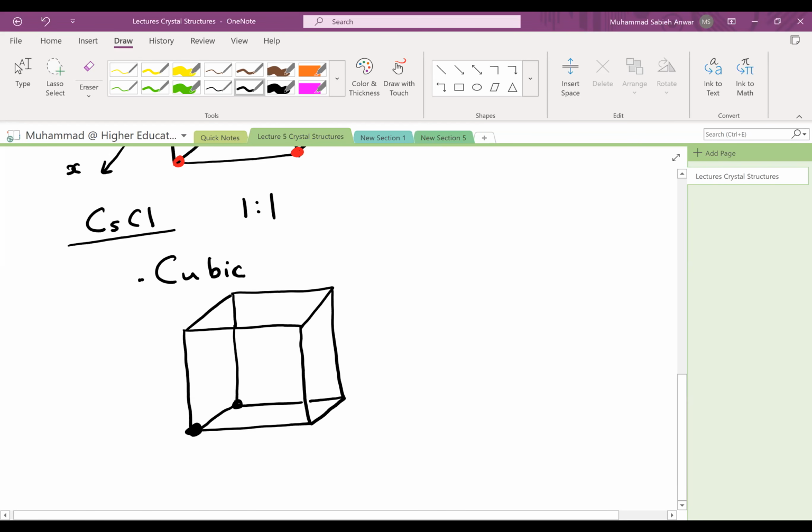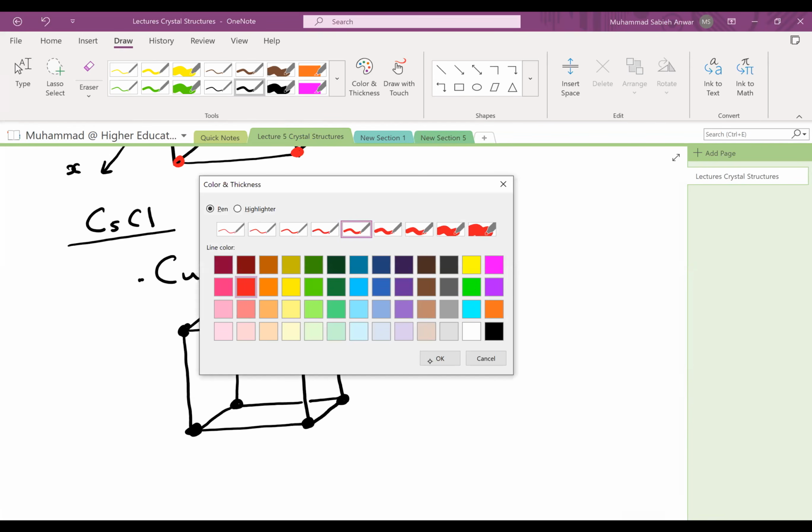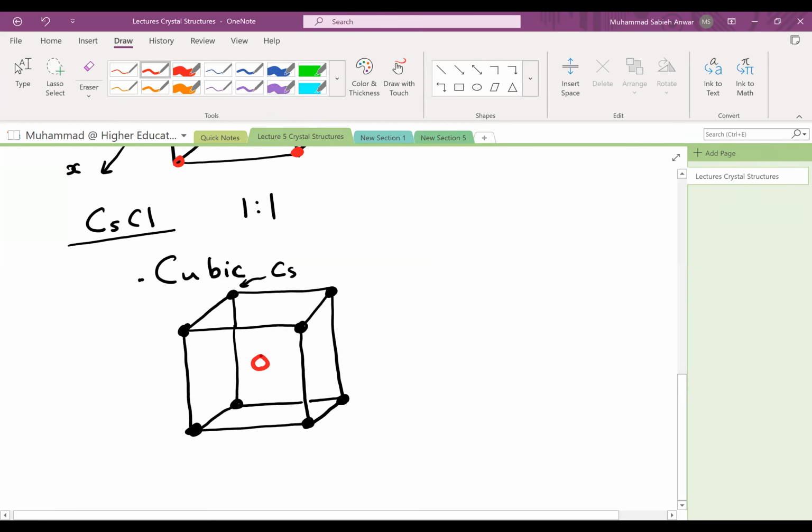I put a cesium atom at each of the 8 corners. So this black represents cesium. And I put a chlorine in the body center. Okay.